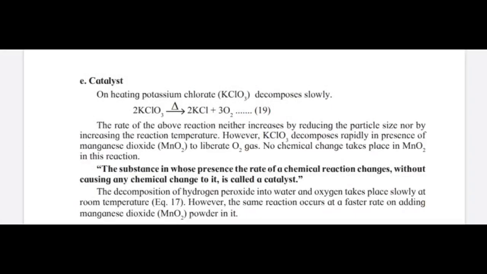Fifth point, catalyst. Let us take an example of potassium chlorate, which decomposes slowly on heating. However, when manganese dioxide is added to potassium chlorate, it decomposes rapidly. No chemical change takes place in manganese dioxide in this reaction. Therefore, it acts as a catalyst. Therefore, catalyst is a substance in whose presence the rate of chemical reaction changes without causing any chemical change to it.